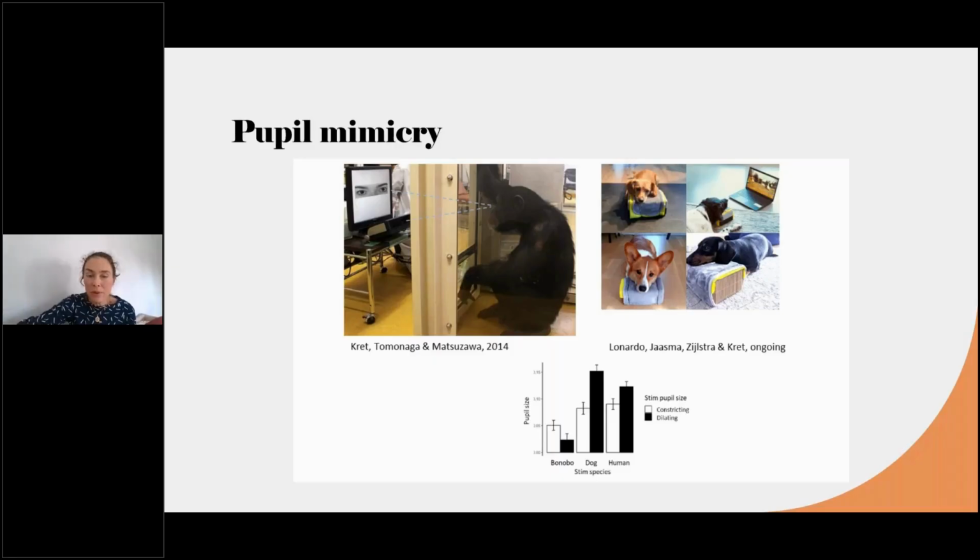So right now we're also extending this research to dogs. We're testing dogs at people's homes, and we have some preliminary data showing that dogs also mimic the pupil sizes, mostly of dogs, and also a little bit of humans. We're still hoping to collect data in bonobos. So these are stimuli, dog watching bonobo, dog watching humans. So this is work in progress.